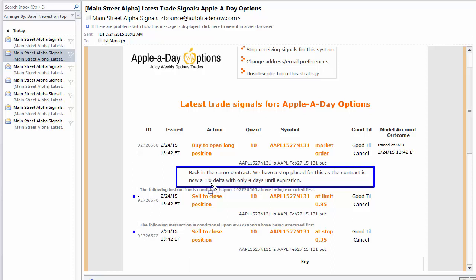There's only 4, and the delta was down to 30. So because of that, the system actually placed a stop and target at the exact same time. And here's what they are. These are conditional orders. One will cancel the other, whichever one happens first. So the way you place it is you purchase it at the 61 cents, your stop is at 35 cents, and your target is at 85 cents.